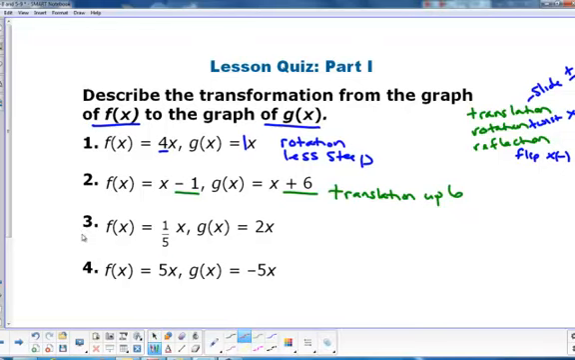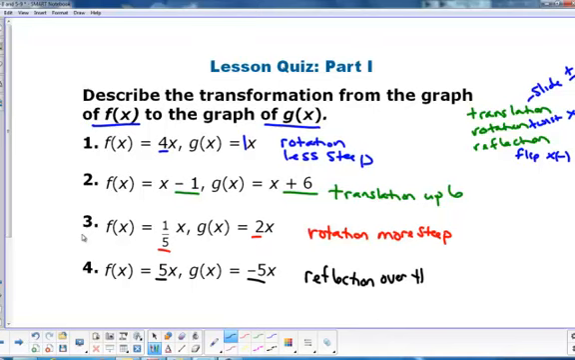All right, we have 1/5, and we're going to 2x. So this is a rotation that's more steep. And in the last one, we have multiplied by a negative, so this is a reflection over the y-axis.